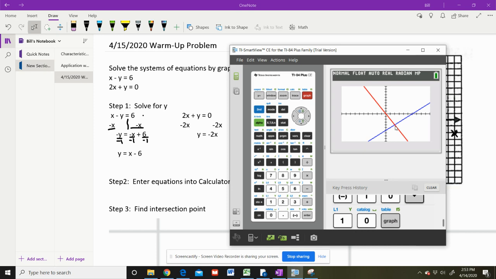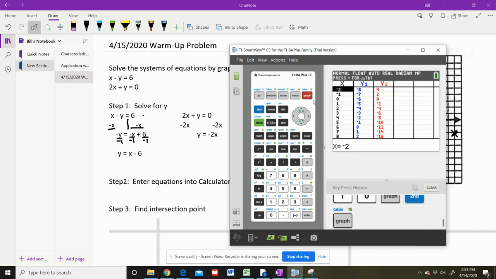What we can do is we can go into our table, and we could find where these are the same. So if we go down this and we want to find where the y values are exactly the same, you see that right here we've got negative 4. So when we have an x value of 2, it gives us a negative 4 for both.